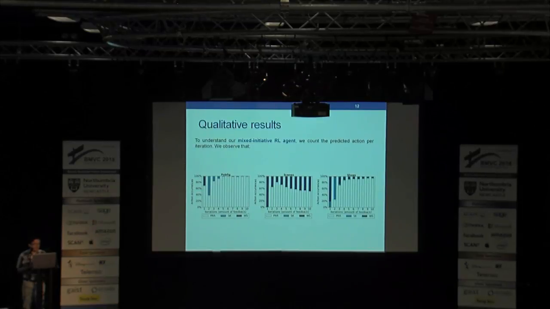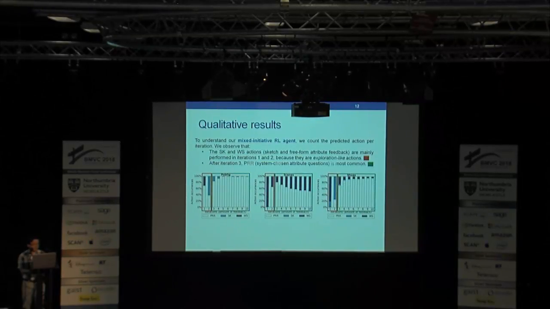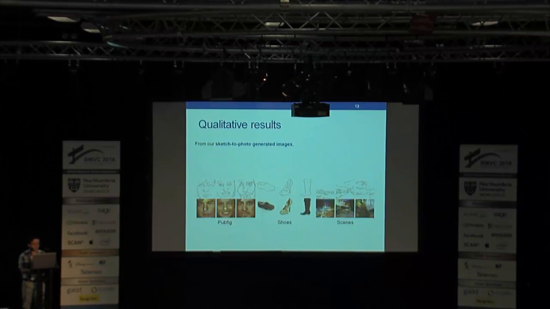Then we also want to analyze some of the actions to see how the agent is learning. So we first observe that the sketch and WhittleSearch actions are mainly performed in iterations 1 and 2, which are highlighted with the sky blue and blue colors. These are kind of exploration-like actions. And then after iteration 3, we observe that pivot round robin is the most common one, which is the white bar. So we can infer that our reinforcement learning agent learned to prioritize human-initiated feedback early on and complement with matching-initiated feedback in later iterations.